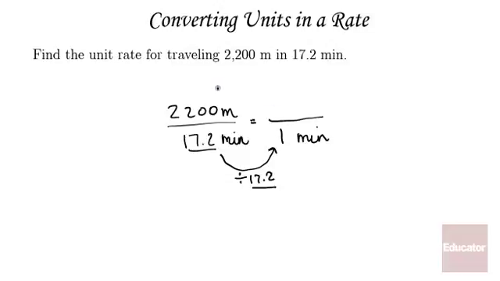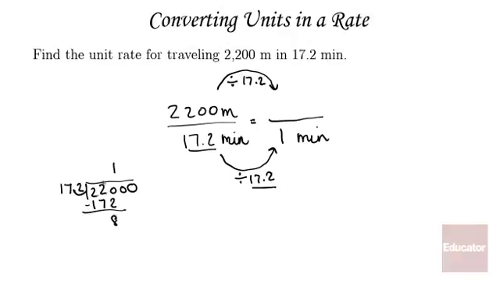So then we need to create an equivalent ratio. And on top, we're also going to divide by 17.2. So you're going to take 2,200 and divide by 17.2. Remember that you can't divide with a decimal on the outside, so we're going to move the decimal over once, meaning we add another 0 here, moving the decimal over once. So 172 into 220 goes in once.